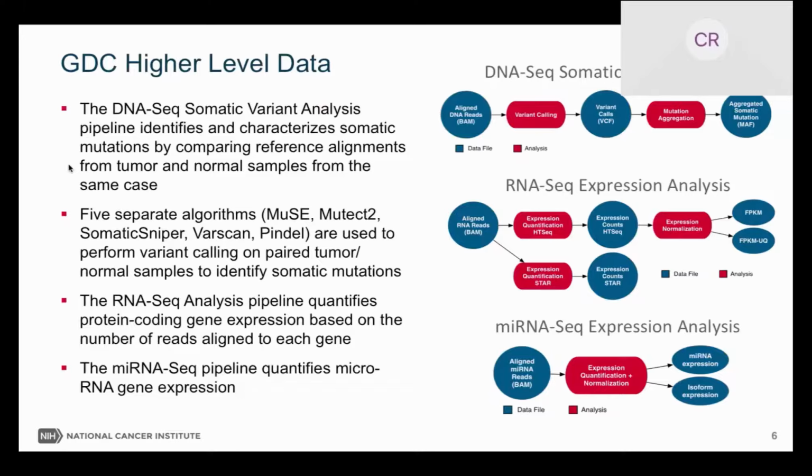So for RNA-seq, what this is doing is quantifying protein coding gene expression based on the number of reads aligned to each gene. And microRNA-seq is a similar pipeline in that we're looking at the alignment and then counting the number of reads that align to different microRNA genes in the genome.